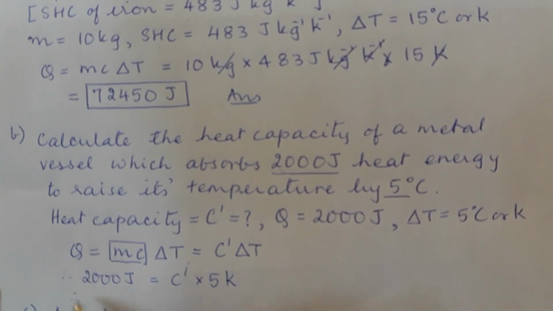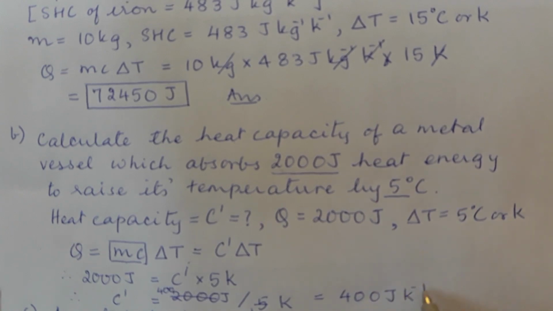And therefore you will have C dash equal to, this 5 comes to the other side, so I'll write 2000 joule divided by 5 Kelvin. So you will see that 5 goes once and here it will go 400 times. So it will become 400 joule per Kelvin, and that is our heat capacity, which is our answer.